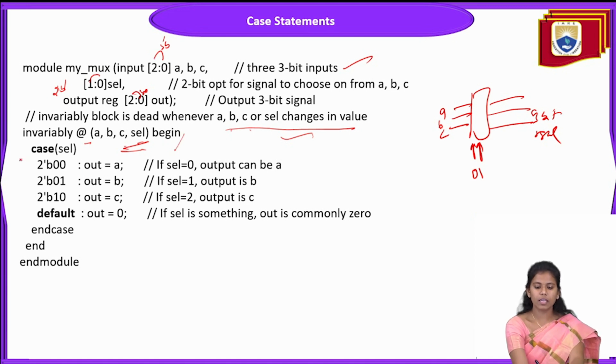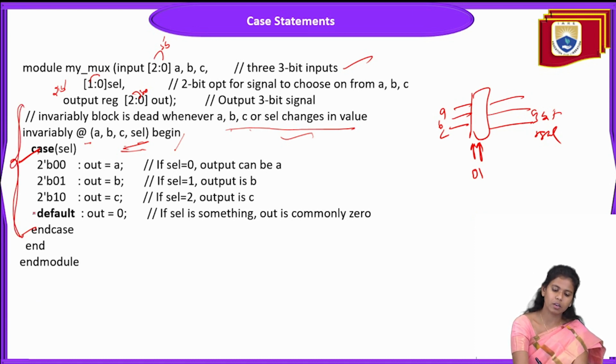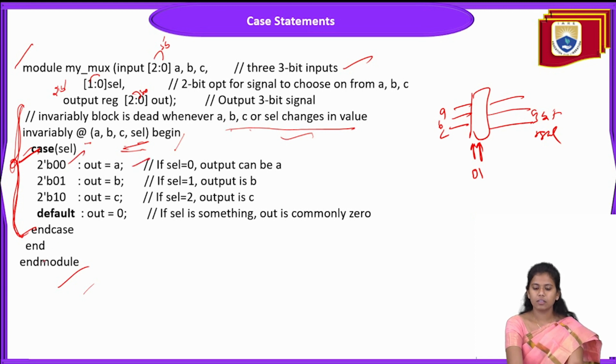And I'm beginning with a case. Here is the case statement as we are discussing. It should start with the case keyword and should end with the end case, isn't it? This is where we are pondering more. We know what module and end module are, so in terms of case and end case, what's happening? 2 bits of information: 0 0, 0 1 and 1 0. When it is 0 0, my output is A. Why? My selection line is 0. When my selection bit is 0, the output is A.